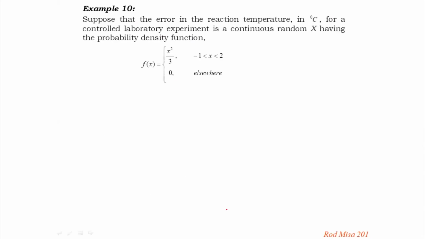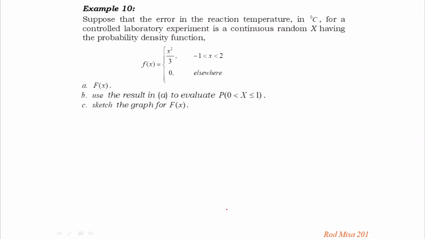Suppose that the error in reaction temperature in degrees Celsius for a controlled laboratory experiment is a continuous random variable x having the probability density function of small f of x, which is equal to x squared over 3, where x is from -1 to 2 and 0 elsewhere. Letter A, find the big F of x. Letter B, use the result in A to evaluate the probability of the random variable x from 0 to 1, and then sketch the graph of this big F of x.